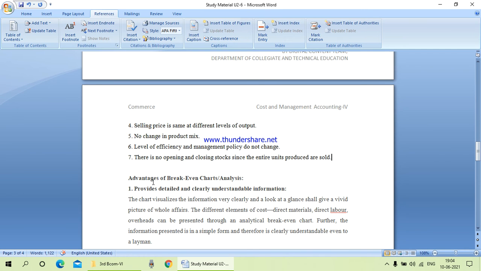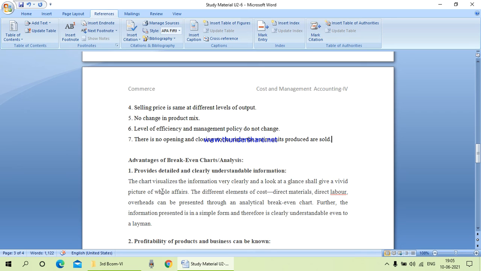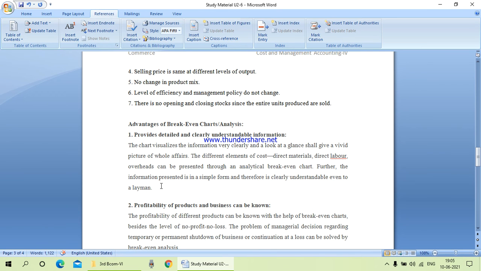Then advantages of the break-even chart or analysis. What are the advantages or merits of the break-even chart? One, it provides detailed and clearly understandable information. As we have seen earlier, the chart visualizes the information very clearly, and a glance shall give a vivid picture of the whole affairs.